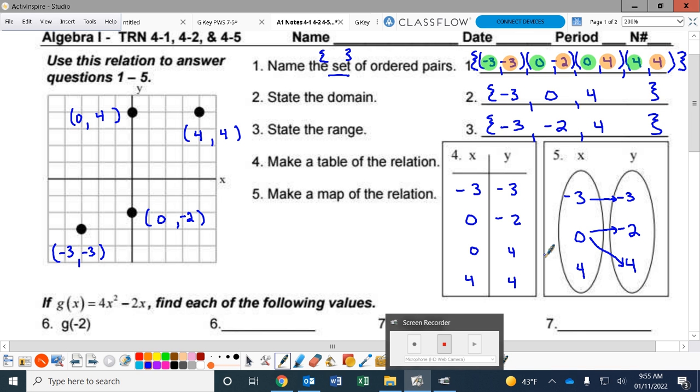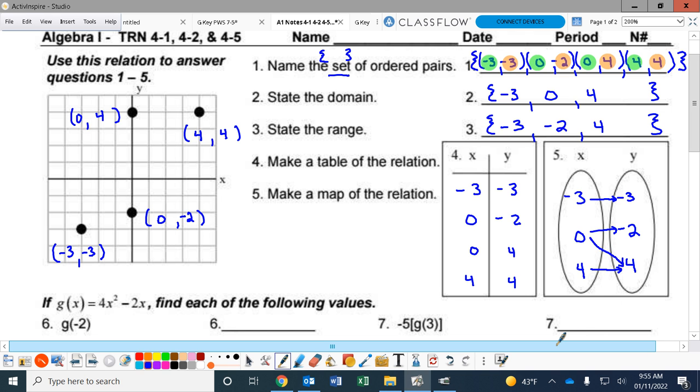And then the 4 goes directly across to the 4. That's what your mapping should look like. Anybody have any questions on that first section? I'm telling you guys, this looks just like the test. If you can do this, you can do well on it. Anything before I go on?